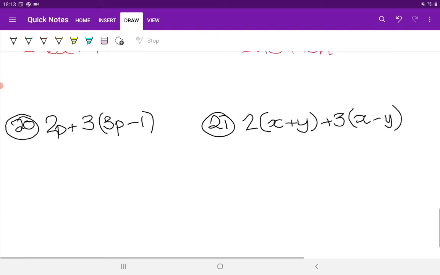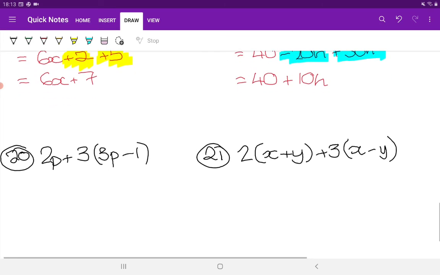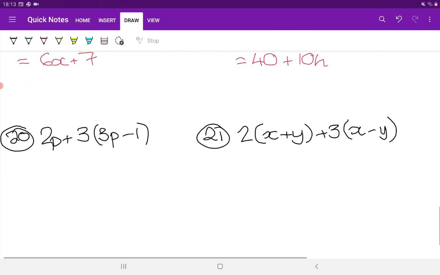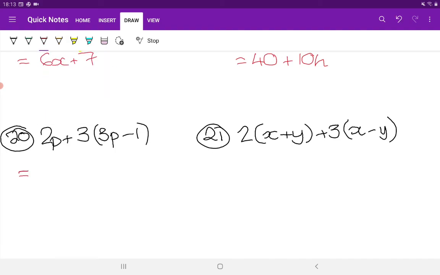Okay, now we've got two more examples here that kind of talk you through the rest of the questions that you might get. So in one of them, it might give you something at the start instead. Now just kind of ignore that to begin with. So I'm kind of writing the 2p down and not thinking about it. And then I'm saying, right, 3 times 3p is 9p, and 3 times minus 1 is minus 3. I've got it all multiplied out now, and now I can tidy it up.